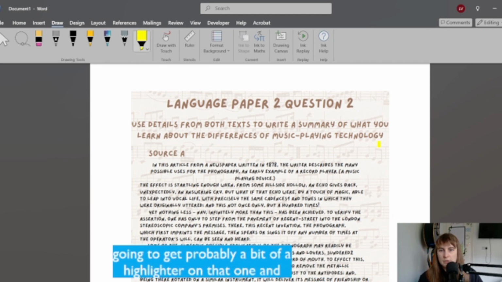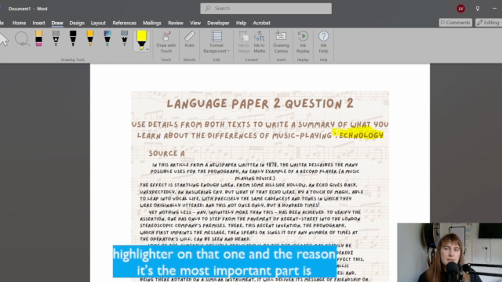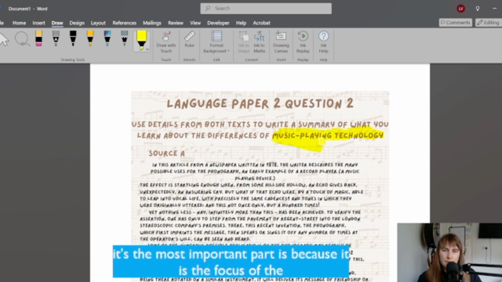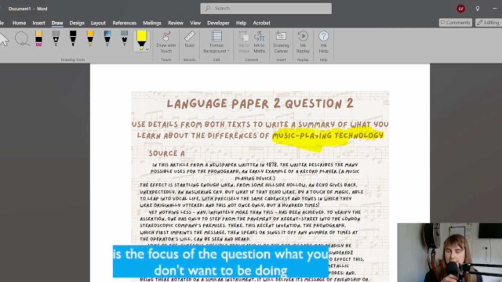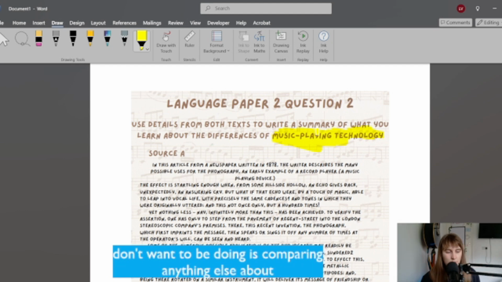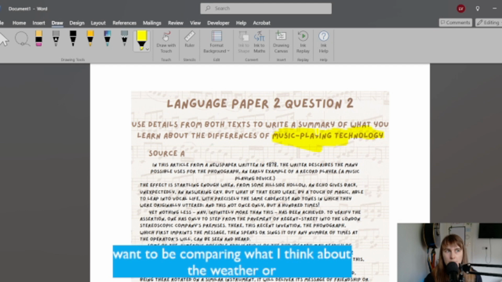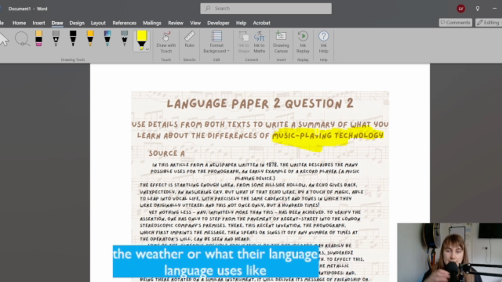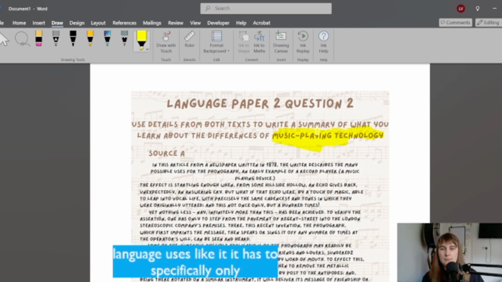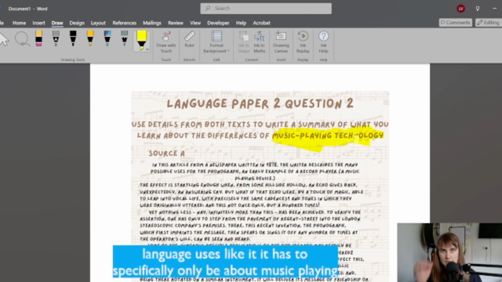And the reason it's the most important part is because it is the focus of the question. What you don't want to be doing is comparing anything else about the text. You don't want to be comparing what they think about the weather or what their language use is like. It has to specifically only be about music playing instruments within those texts.